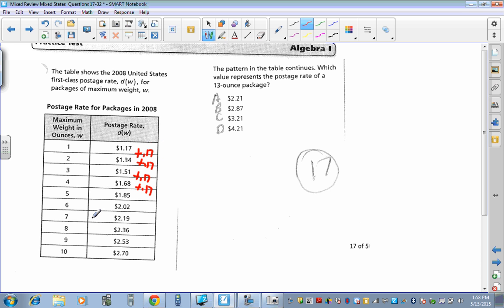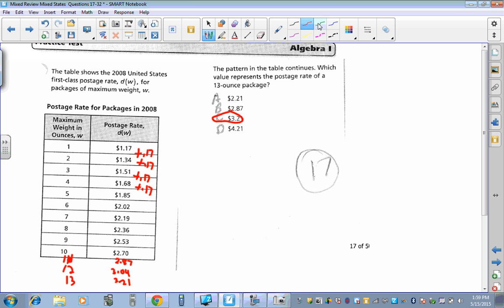The easiest thing you probably could do is just go ahead and extend the pattern. So 11 ounces would be 17 cents more, which would be 287. 12 ounces, 17 cents more, would be 304. And then for 13 ounces, the answer would be 321. So C would be your answer.